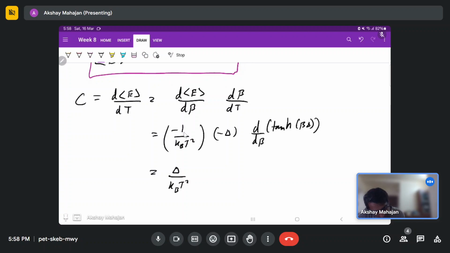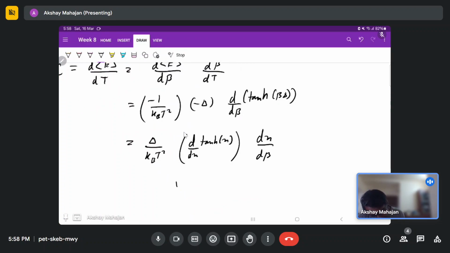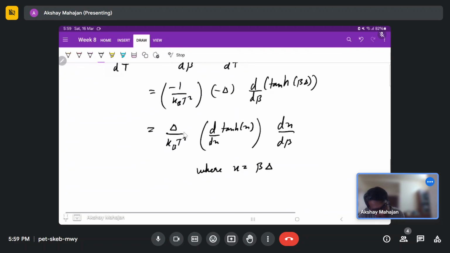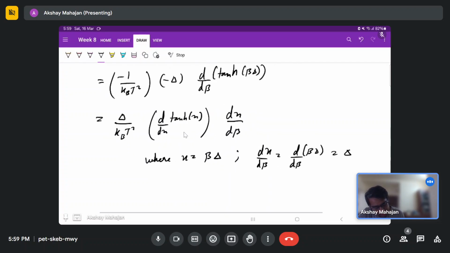Now this I can write, basically I can take it as d by dx of tanh x times dx by d beta, where x is equal to beta times delta. So here dx by d beta is equal to d by d beta of beta times delta, which is basically just equal to delta only, because delta is constant and d beta by d beta will be 1.